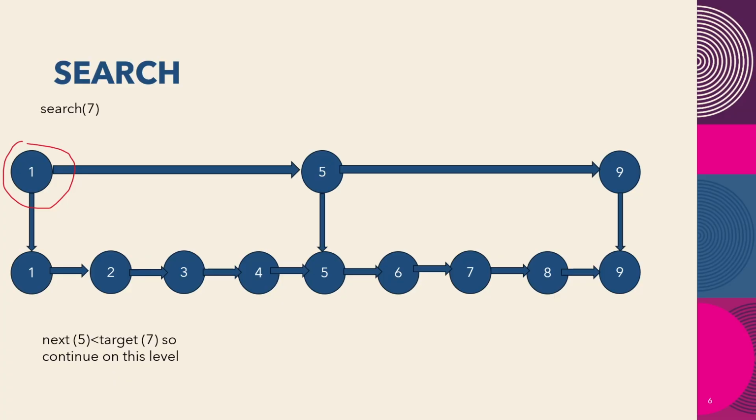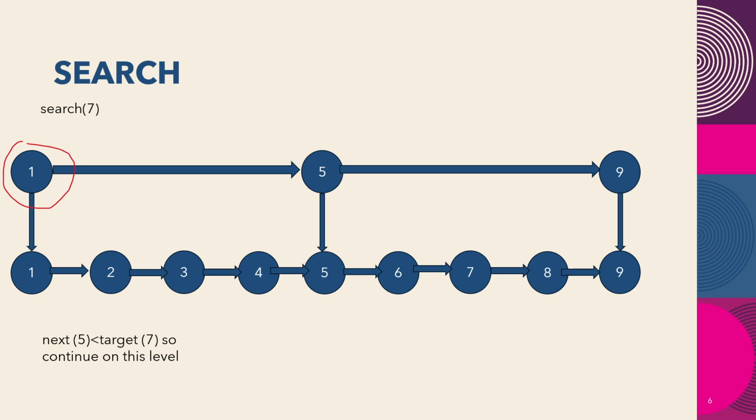Okay, so we're going to walk through an example case of the search operation. As you can see here, we have an example skip list, and we're going to be searching for the node 7. So for the search operation, you're always going to start on the first node of the highest level. As you can see, I have that circled here. That's that one node. And you're just going to continue moving along the nodes of that level for as long as the next node is less than your target.